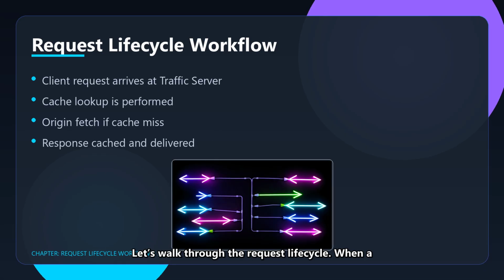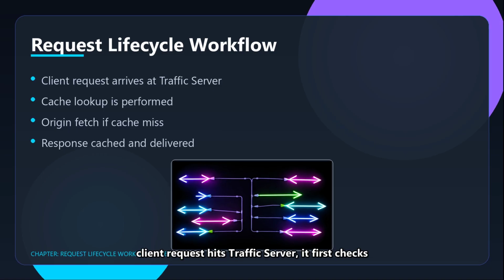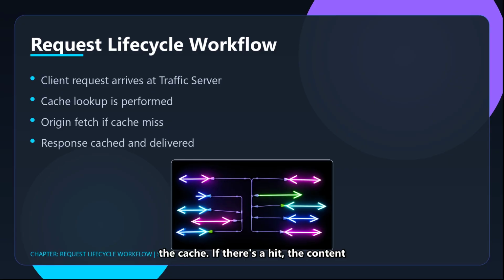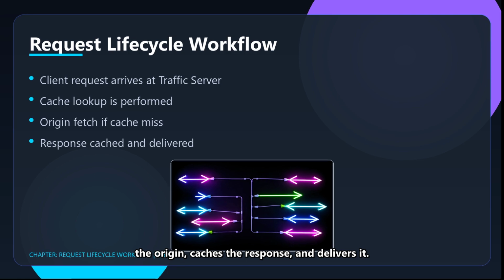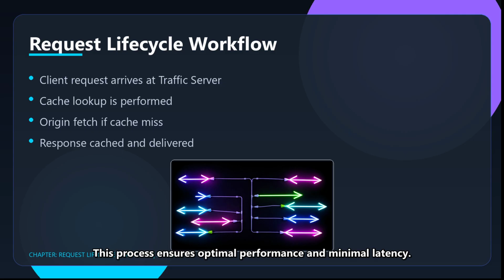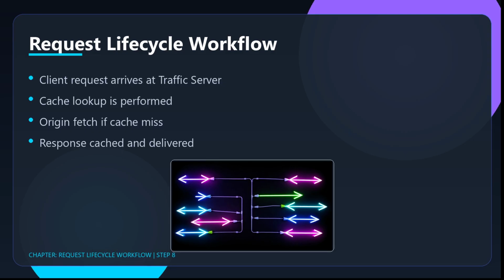Let's walk through the request lifecycle. When a client request hits Traffic Server, it first checks the cache. If there's a hit, the content is served immediately. If not, it fetches from the origin, caches the response, and delivers it. This process ensures optimal performance and minimal latency.